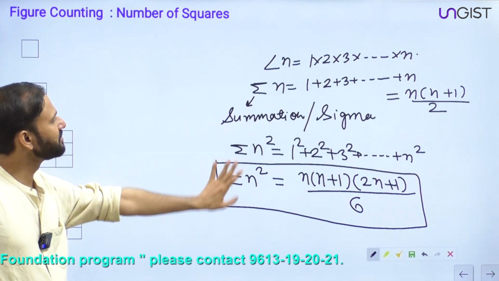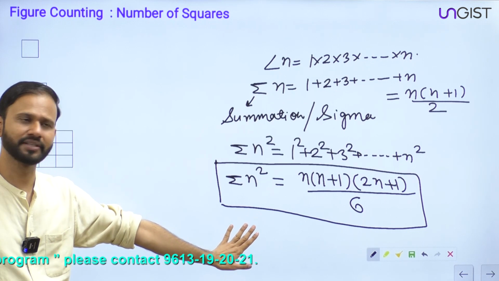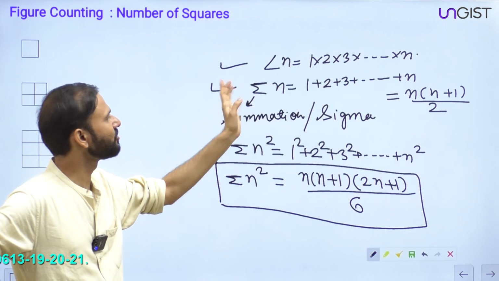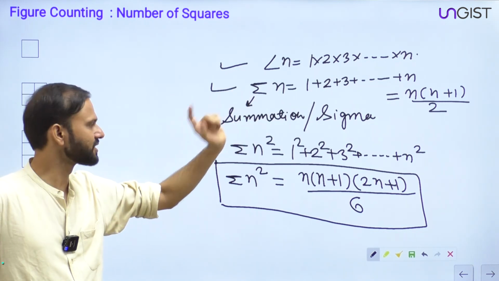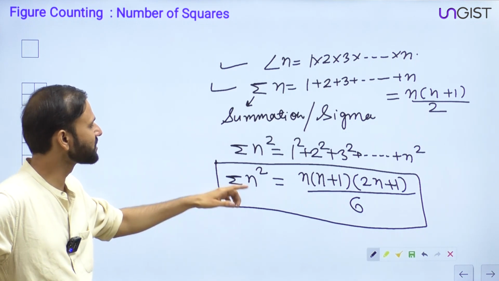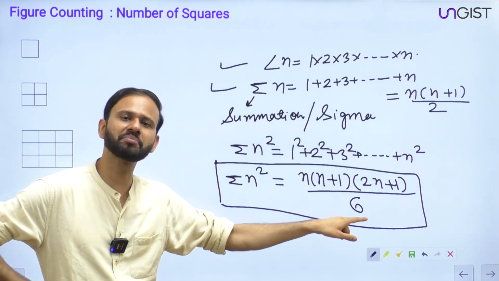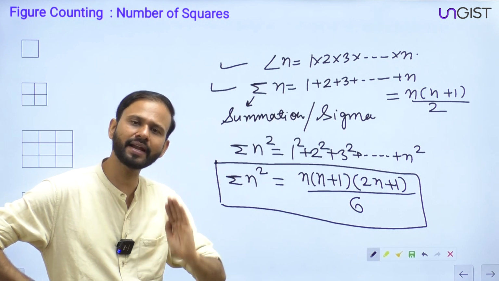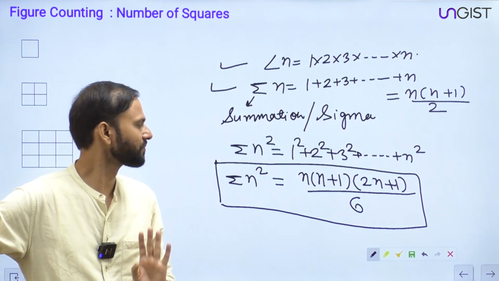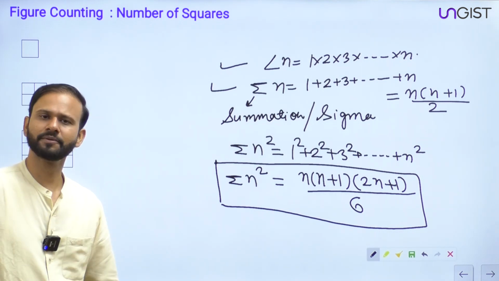So for the time being, I'm just telling you these three formulas. Factorial n you already know. Sigma n is the sum from 1 to n, which is n into n plus 1 divided by 2. And sigma n square is n into n plus 1 into 2n plus 1 divided by 6. I repeat, n into n plus 1 into 2n plus 1 divided by 6. Clear, all of you?